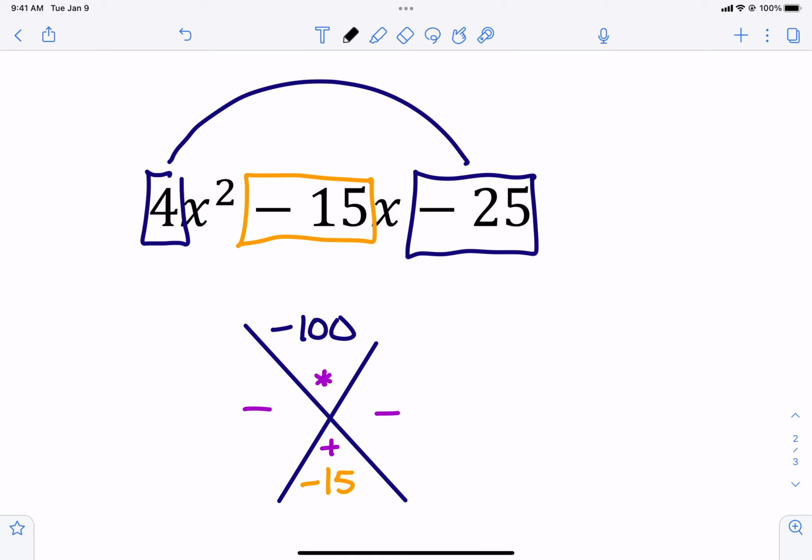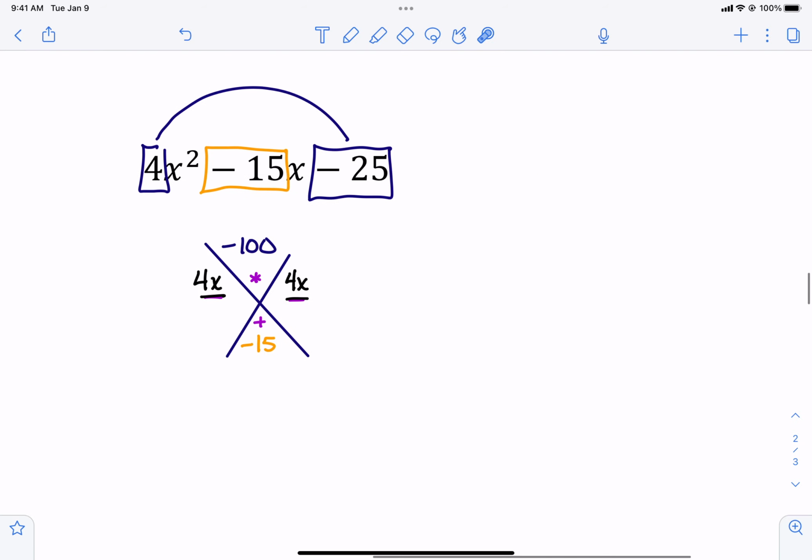Now, what about these fractions on the side? We've never seen these with fractions on the side. You're correct. So what we're going to do with these fractions on the side is we're going to look at this first term over here. And notice how we're going to ignore the squared here for a second. We're just going to take whatever this first term is, and we're going to write out both of those here. So this will be 4x and 4x. Again, just ignore the square. And underneath is where we're going to put the two numbers that multiply to give us negative 100 and add to give us negative 15.